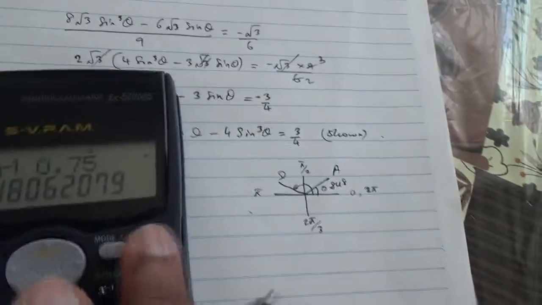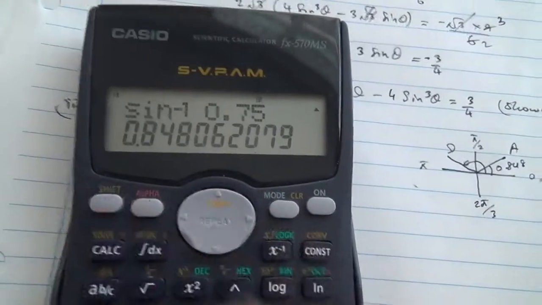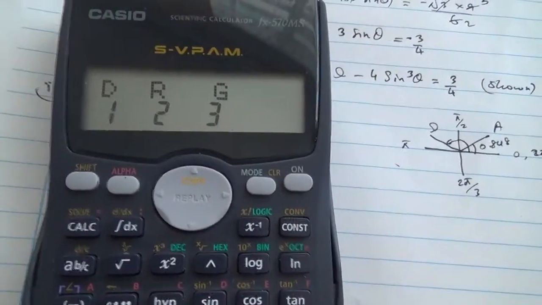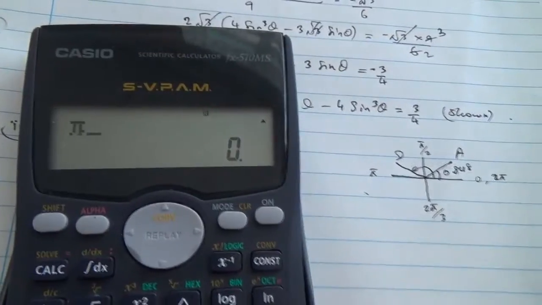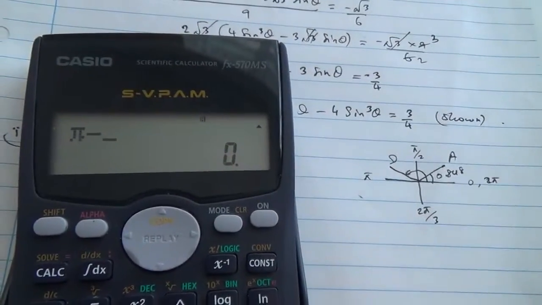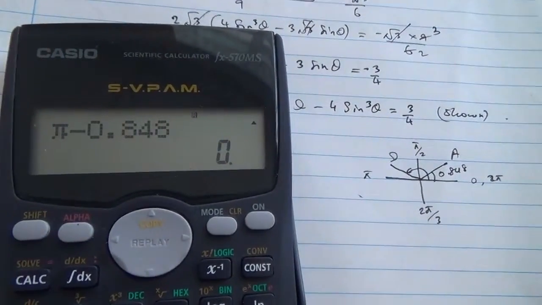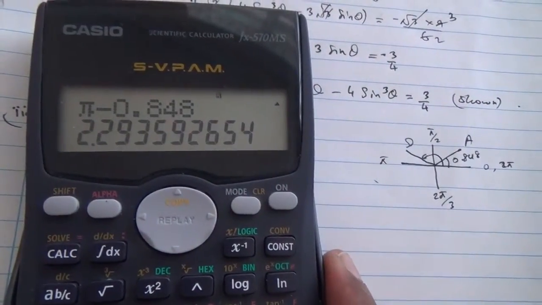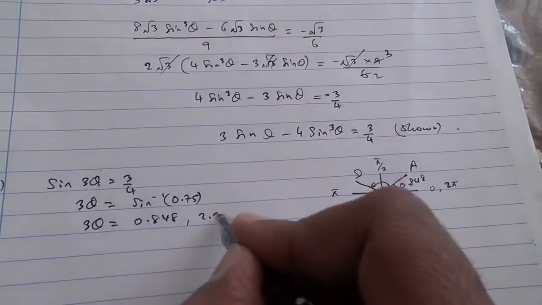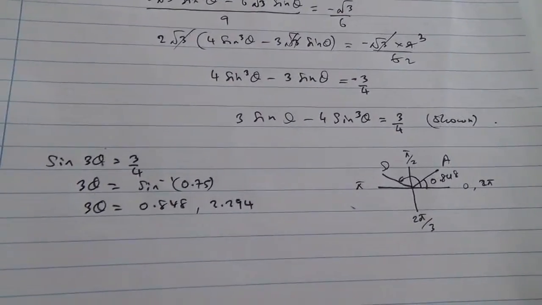So do that in the calculator. You're going to take pi, sorry about that, pi minus the basic angle 0.848. You're going to end up with 2.294. Now, because this is a cubic equation, if you look at it carefully, it's x cubed.